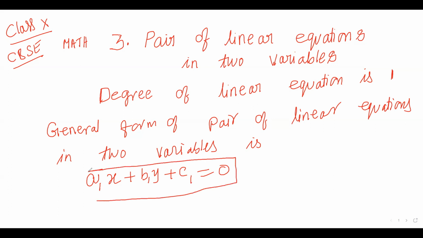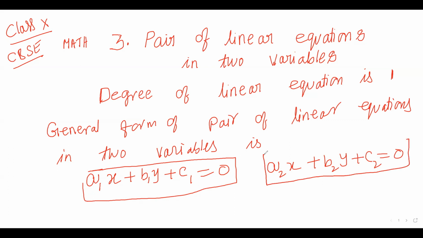What are the variables here? X and y are the variables. Next linear equation will be a2x plus b2y plus c2 is equal to 0. This is the general form of pair of linear equations in two variables. Got it?